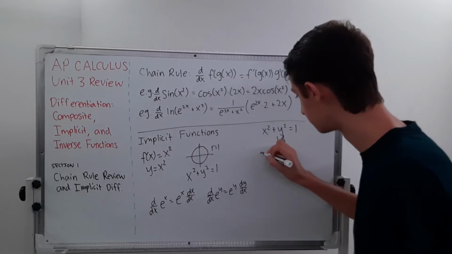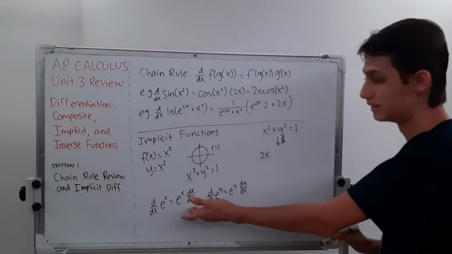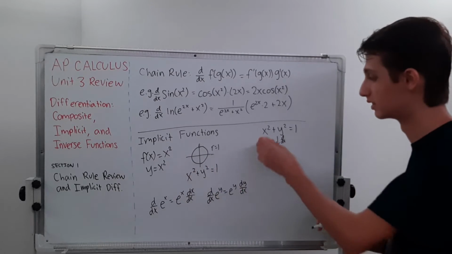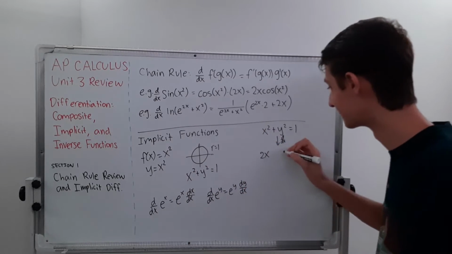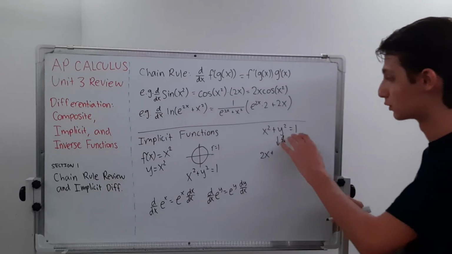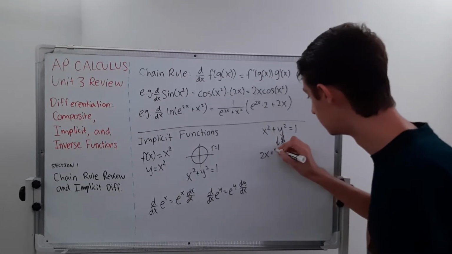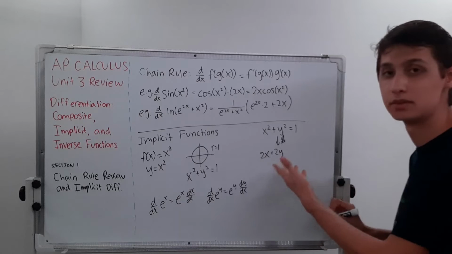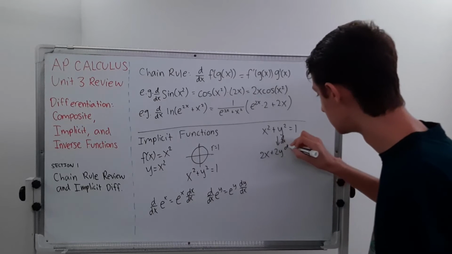So this turns into 2x. And again, we could write the dx over dx, but there's no point. This is just x squared. We know how to take that derivative. Plus, now it's y squared, which is 2y. But remember, we have this dy over dx.